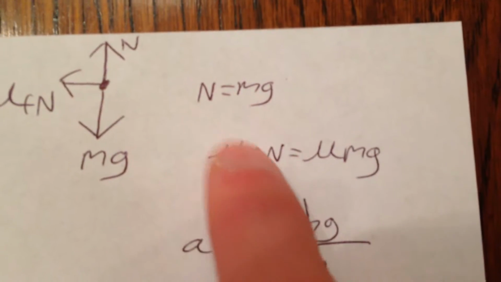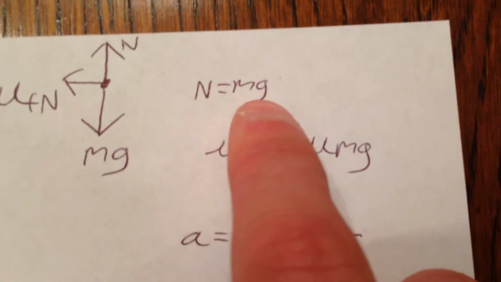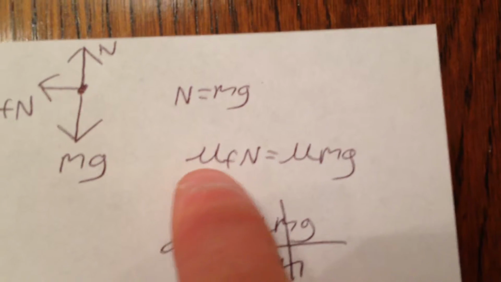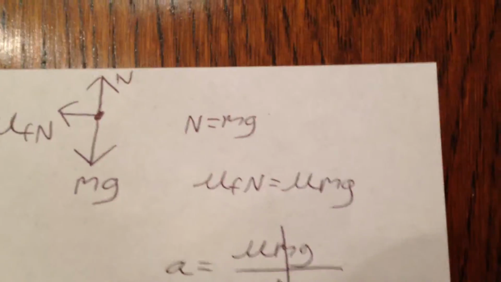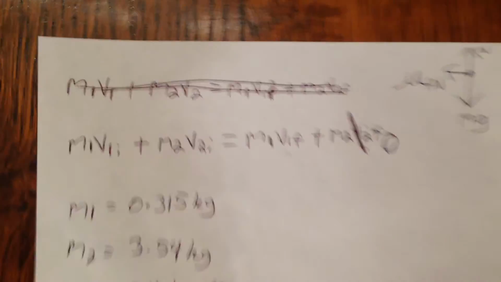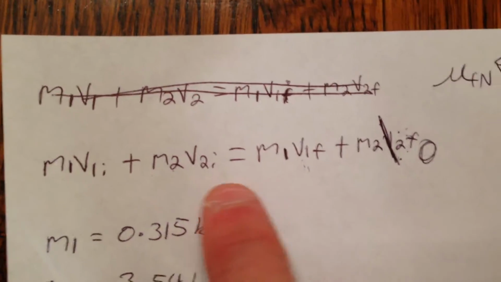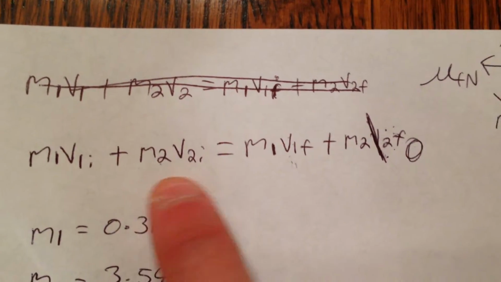I just substituted for N. That's N, and because N equals mg, I just said mu mg. Okay, that's going to come into play later. So this is the conservation equation that I'm using.